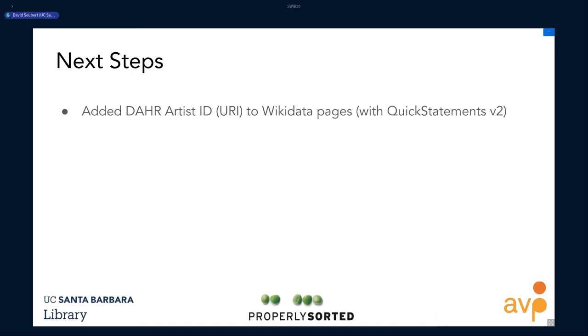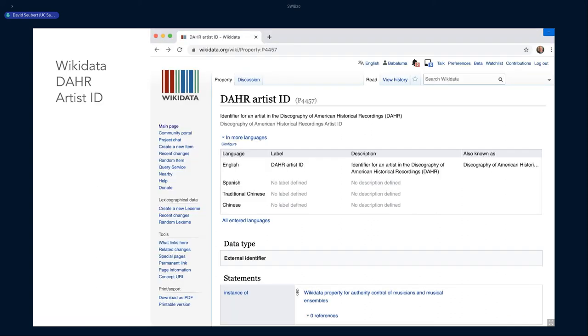And we'd like to add our artist ID. Sean added it to Wikidata. There was a tool already built to do that, and you can see that we have a DAHR artist ID in Wikidata. And now Wikidata is populated with about 9,000 of our artist IDs.